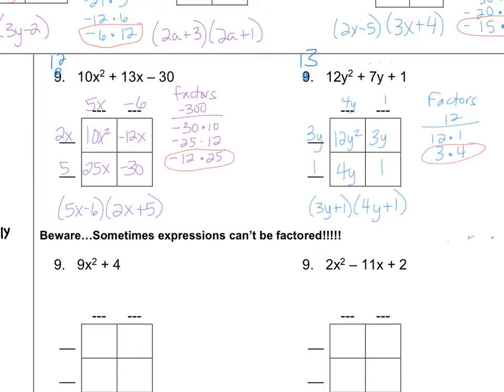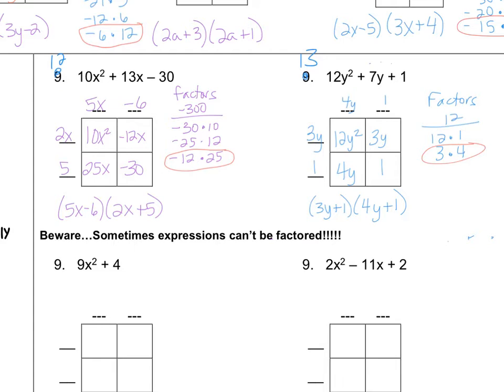So in number 12, there's a bazillion factors for -300. I started with -30 times 10 because I was trying to get to 13, and they seemed kind of close together. And then I just started narrowing it down from there. So check, make sure you got your answers correct.